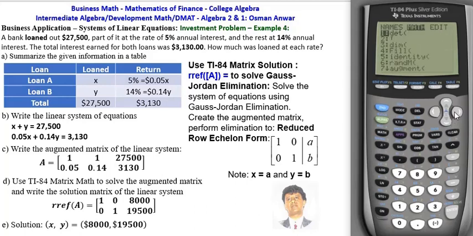Then do second matrix, math, go all the way down and find the rref. Second matrix, call matrix A and close it, hit enter. And here is the solution. X is equal to 8,000 and Y is 19,500.